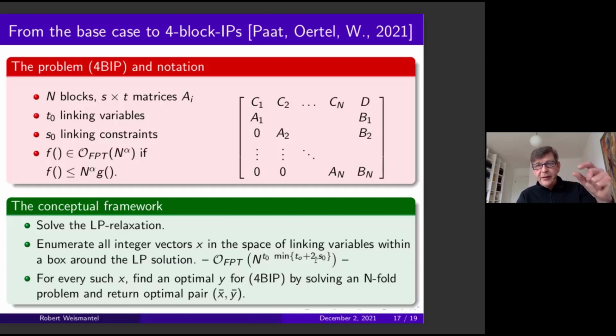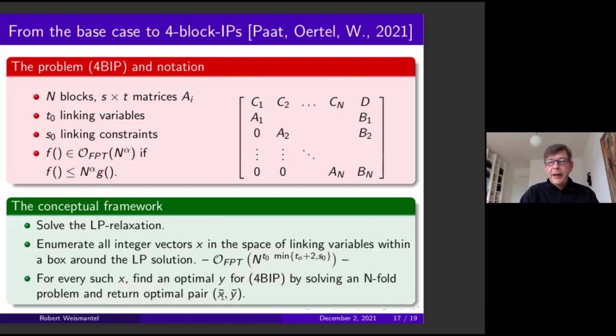So once again, S0 is the number of linking constraints. T0 is the number of linking variables. So you can look at the minimum of the two values. And this, because you need to enumerate to the power of T0, gives you a bound on the number of integer points. Now, for every such point, you can solve the problem by solving an n-fold problem and return the optimum pair x bar, y bar. So conceptually trivial. The key thing is you need this bound.